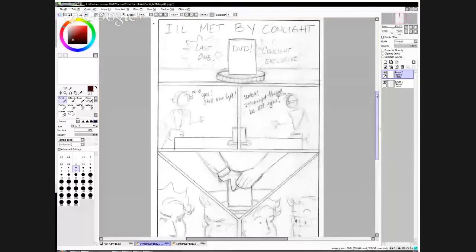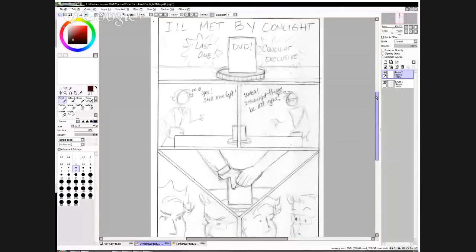All right. Hill met by Conlight. He has still one left. What I like about this one is the fact that you've got that table in between the two characters.